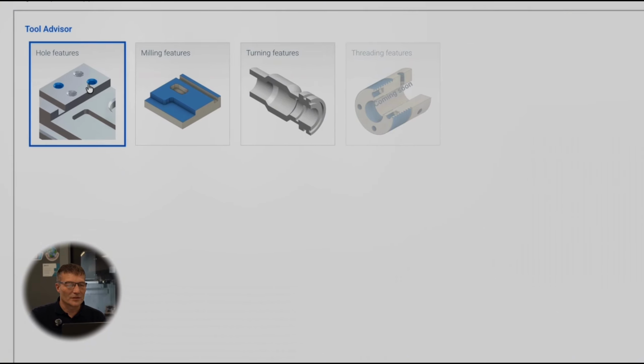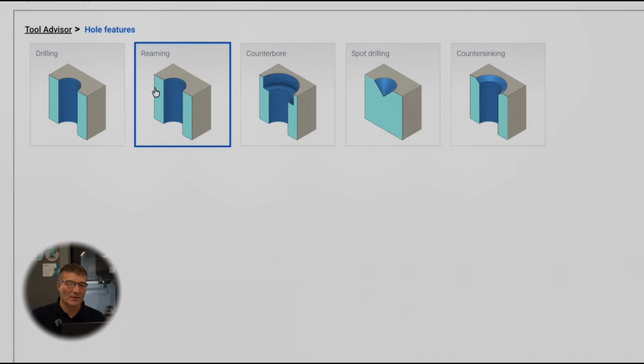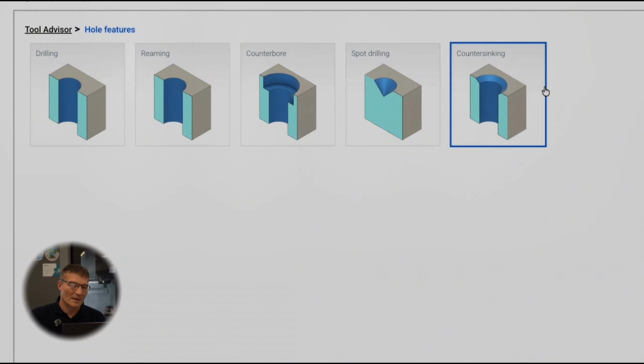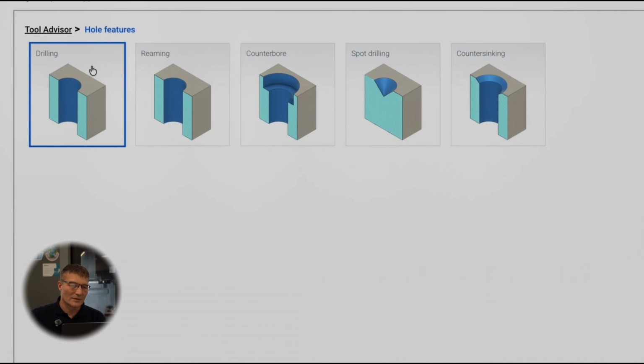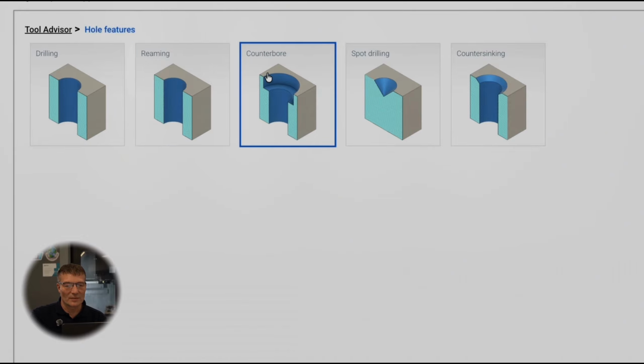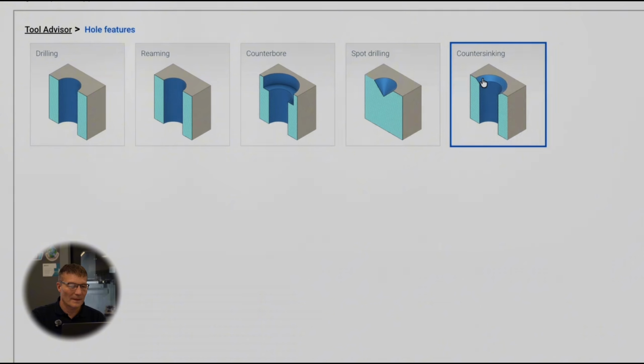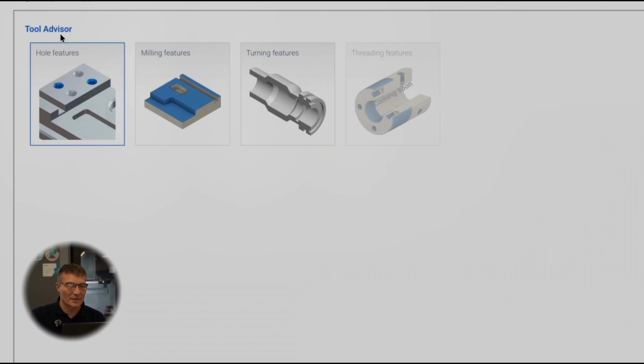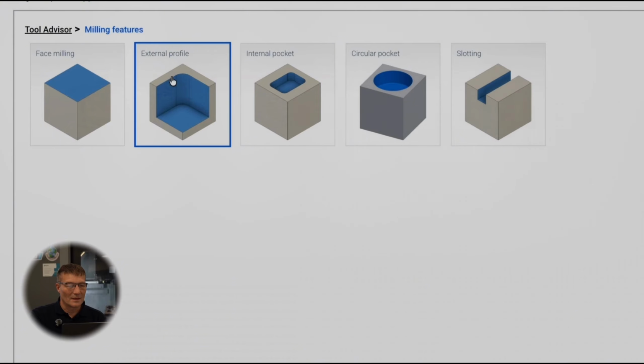If I go into hole features, this tells us the type of tools and operations that we can actually use. So we've got drilling here, for instance, reaming tools, counter bores, spot drilling, counter sinking. To get back to the main menu, I can click Tool Advisor, that takes me back to the main screen.